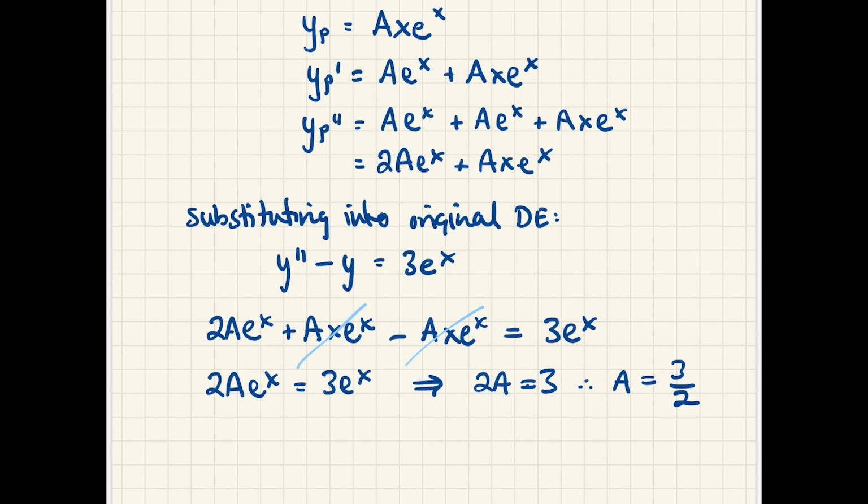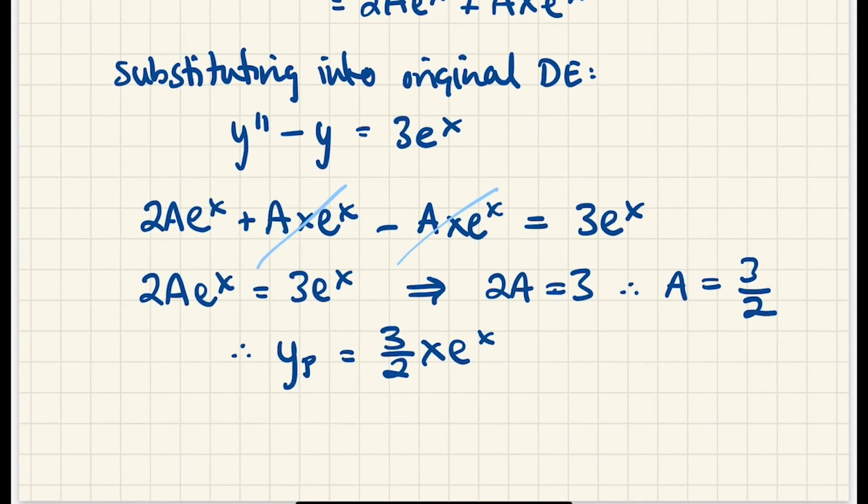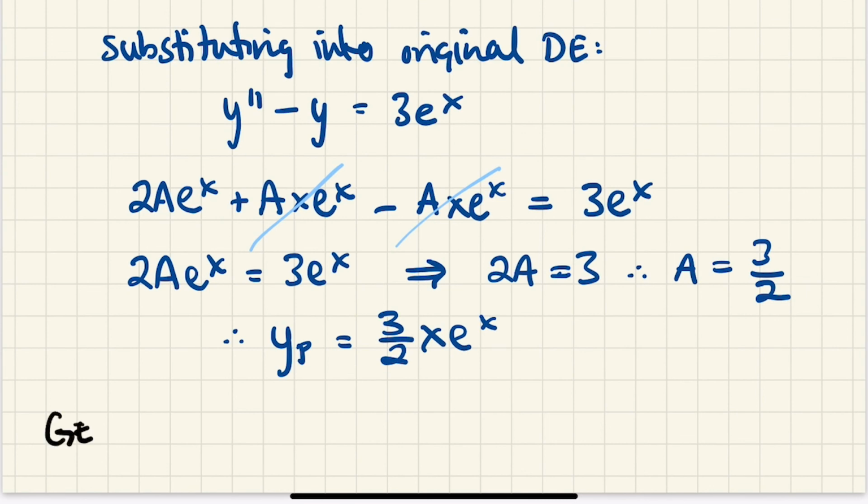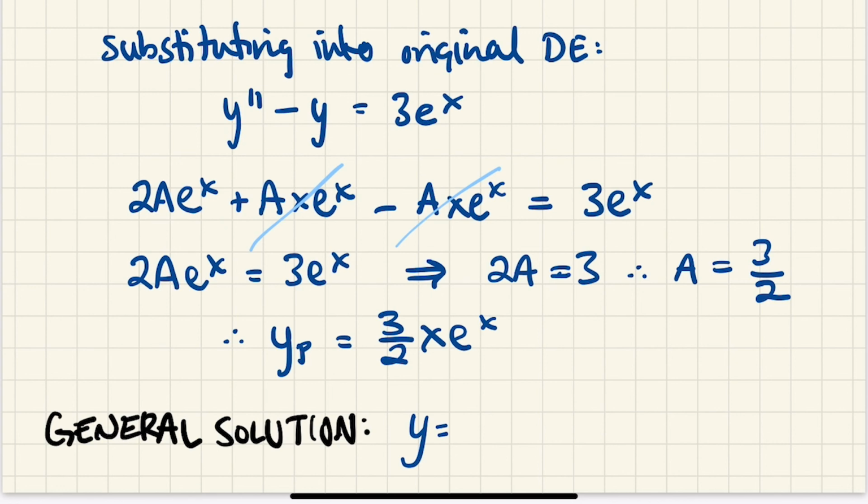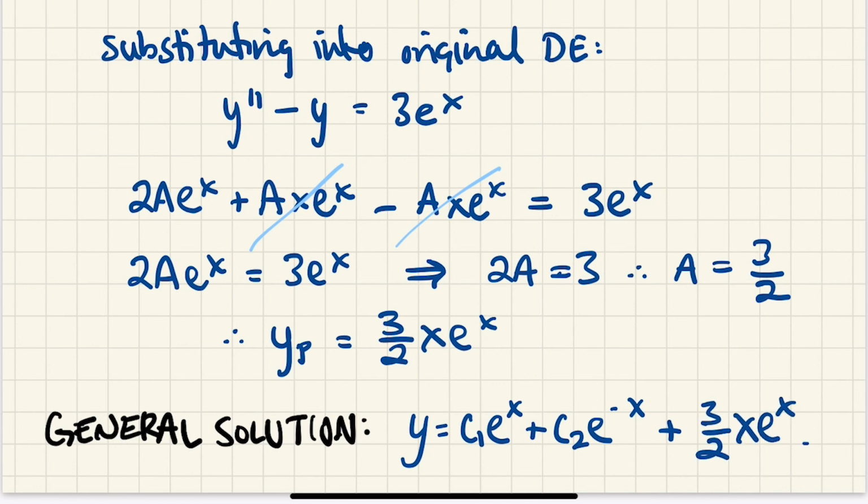So our particular solution is 3/2 x e to the x. And therefore the general solution, which is simply the sum of the complementary and the particular solution, is c1 e to the x plus c2 e to the negative x plus 3/2 x e to the x. And there we are.